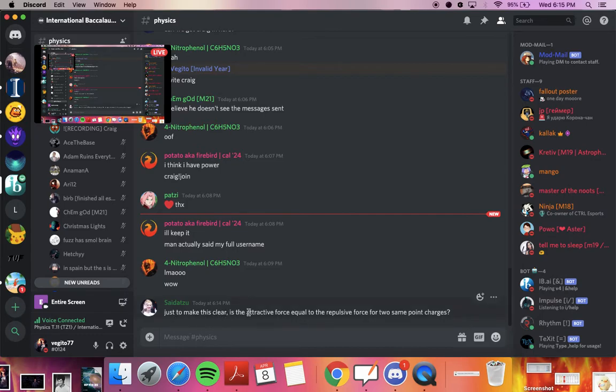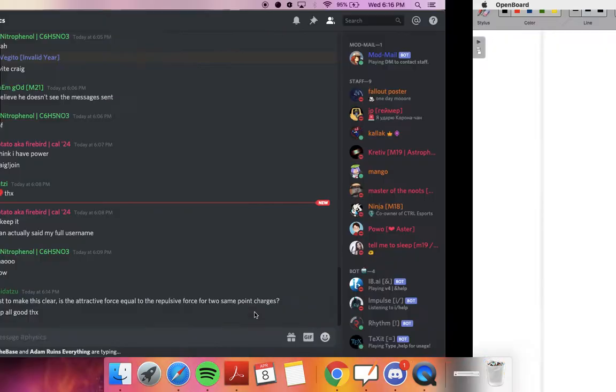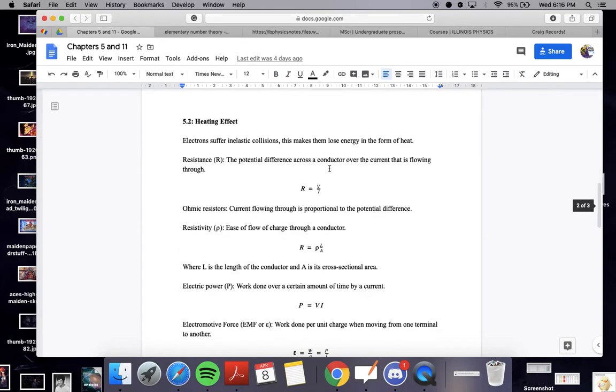Just to make this clear, the attractive force and the repulsive force, yeah, it is the same. The attractive force is equal to the repulsive force for two same point charges. It just depends on the signs. So if you have a positive and a negative, then in that case it's attractive force. If it's a negative and a negative, or a positive and a positive, it's repulsive. The value will still be the same regardless of the signs of the charge.